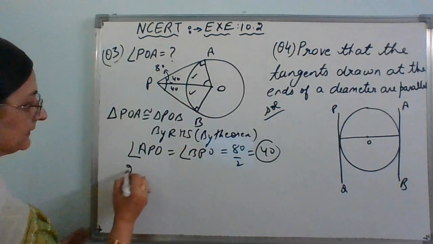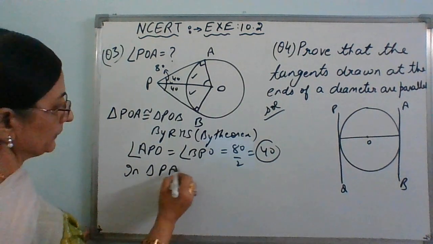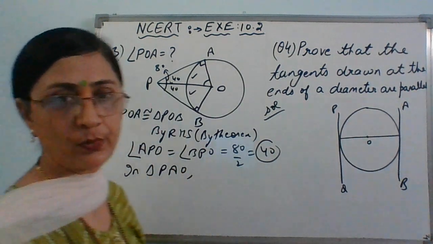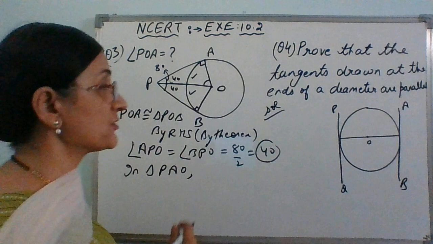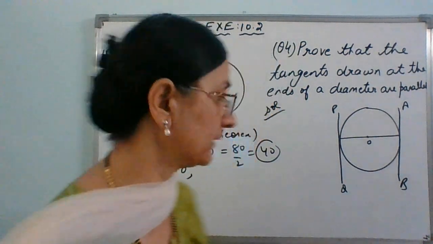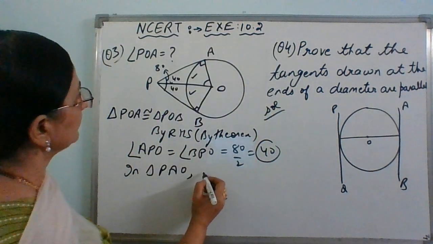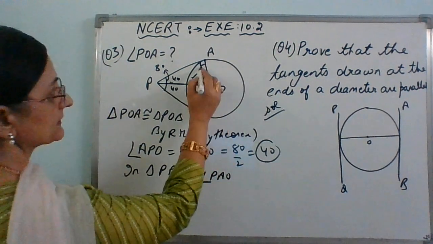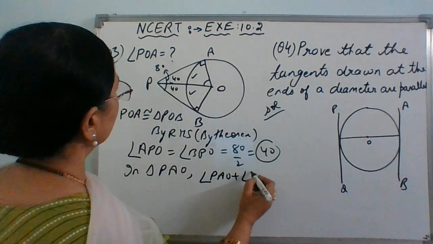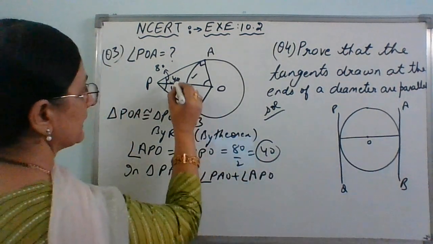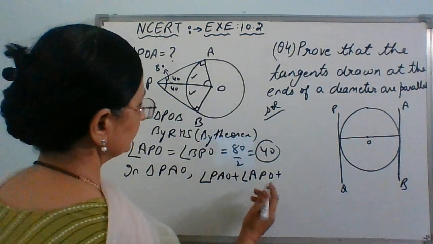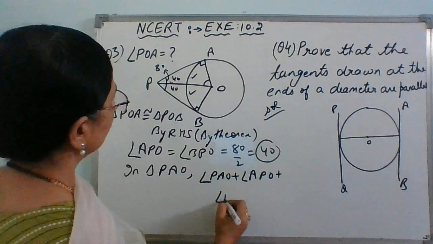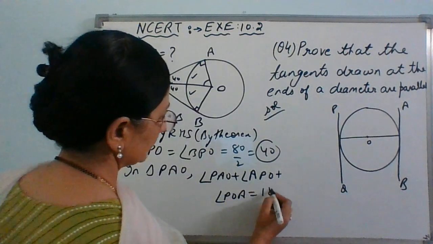So now in triangle PAO, we use the angle sum property, which means the total angle sum of a triangle is 180. So you have to write angle PAO, this angle, plus angle APO, this angle, plus angle POA, this one, that is 180 degrees.